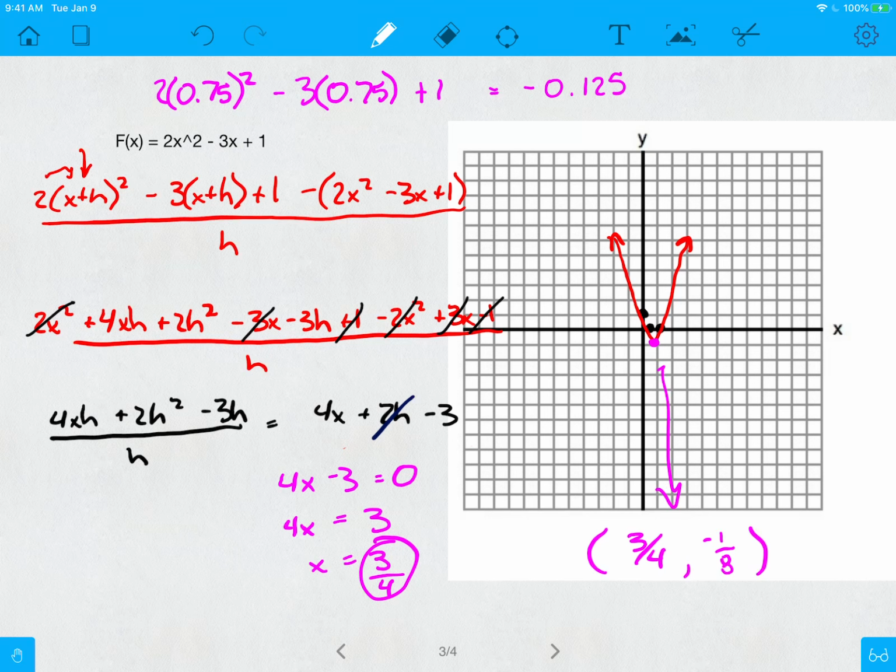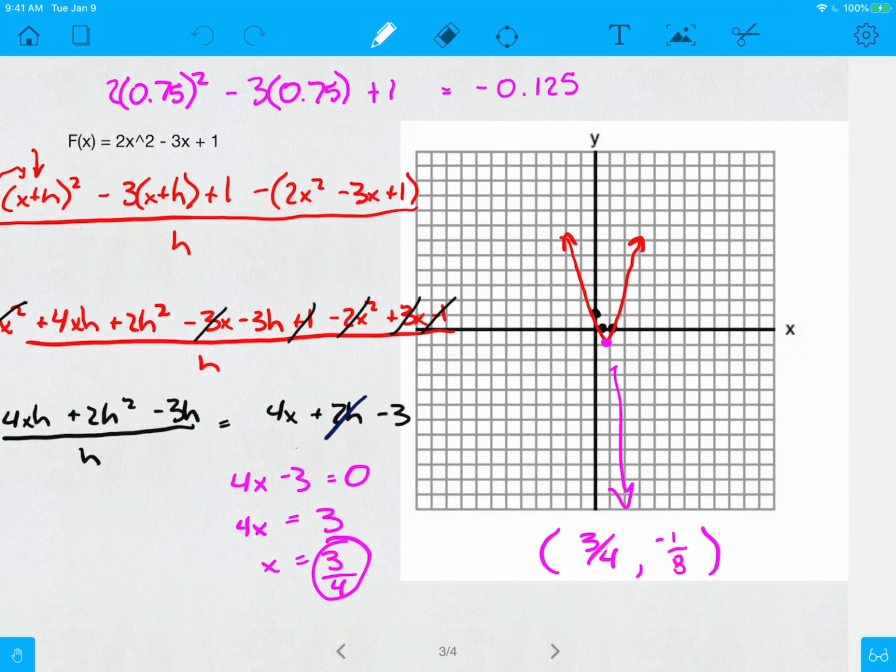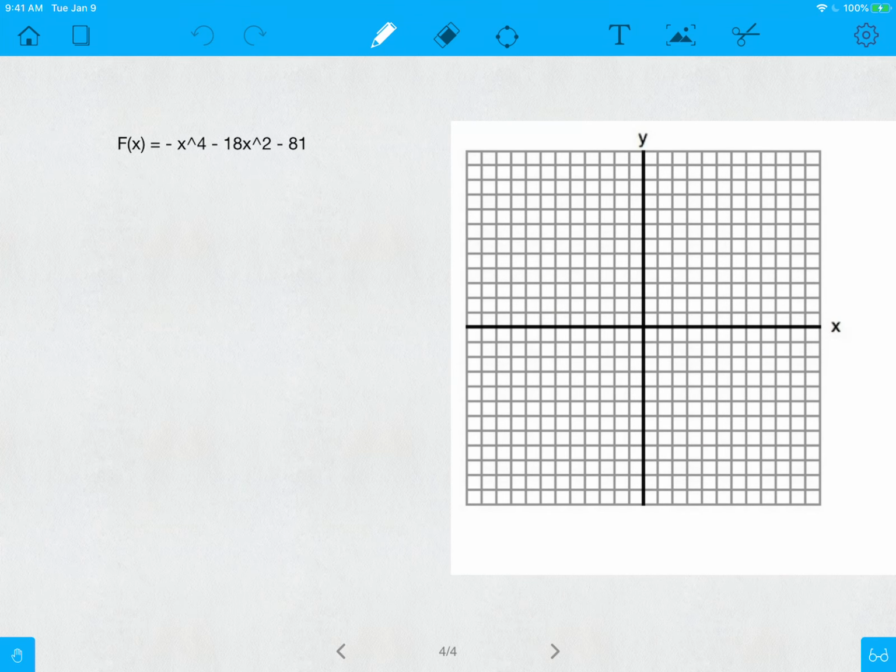Again, it works on every single type of problem, so if you'd like to try the next one out by yourself, you can. Here's the next one. This is a quadratic function. It will still work every single time.